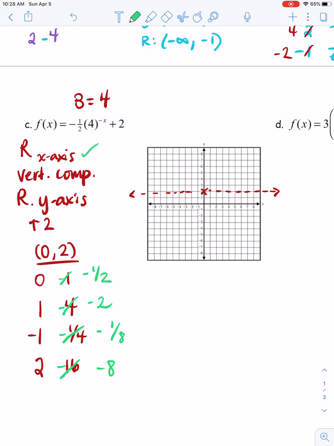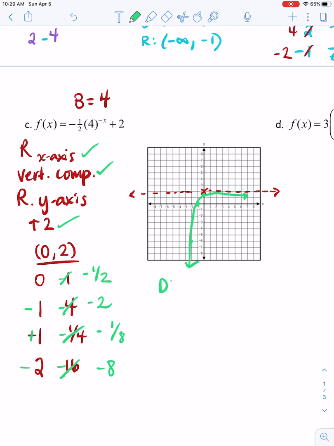Okay, so I've taken care of this, I've taken care of that, I've already taken care of that. Now the last thing I need to do is reflect over the y-axis, which would change those x values from positive to negative or negative to positive. 0 doesn't change. This is now -1, +1, and -2. So from my point 0, 2, I'm going to go down 1/2. I'm going to go left 1, down 2. I'm going to go right 1, down 1/8, so really hard to plot, okay? And then I can also go left 2, down 8. So left 2, down 8, 2, 4, 6, 8. And then I can draw my exponential function.